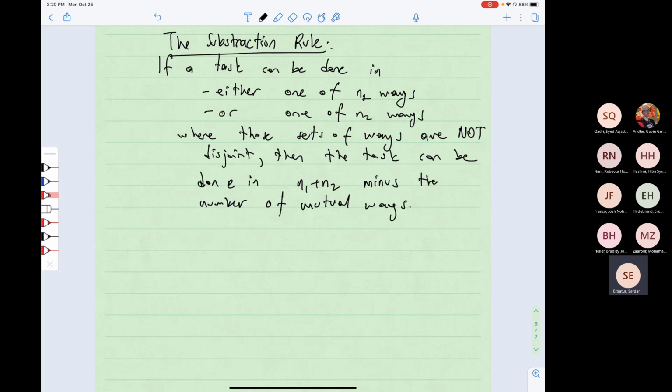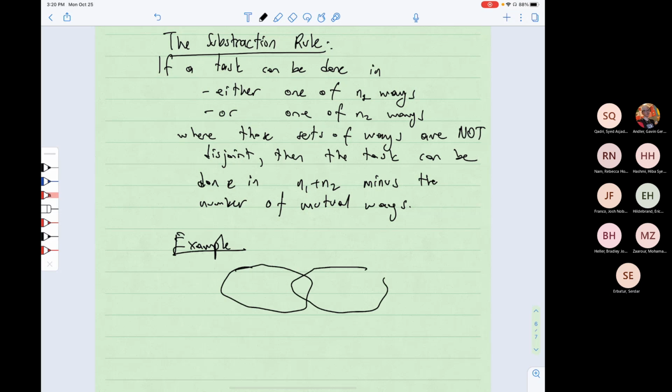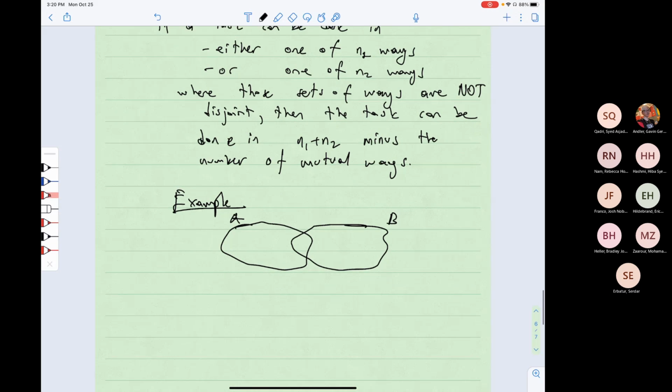Counting the cardinality of a set union, for instance, of 2 sets. So imagine you have a Venn diagram, A and B. Okay, the cardinality of A is N1. The cardinality of B is N2. And A intersection B, you know that it's K. Okay, they share K elements.